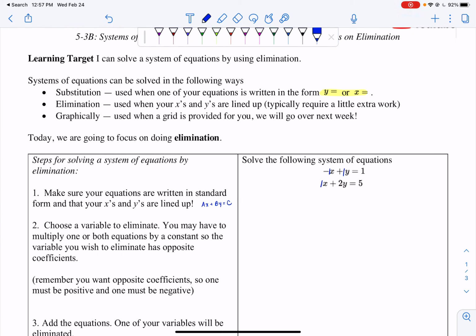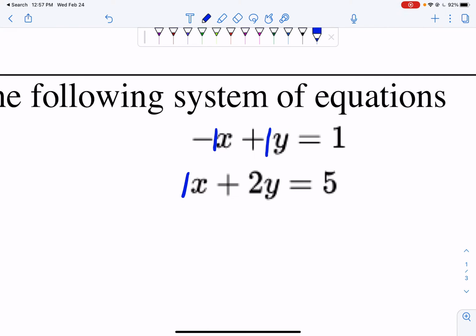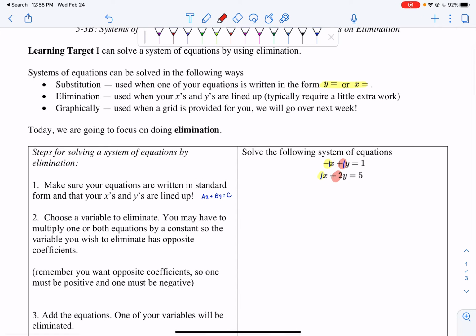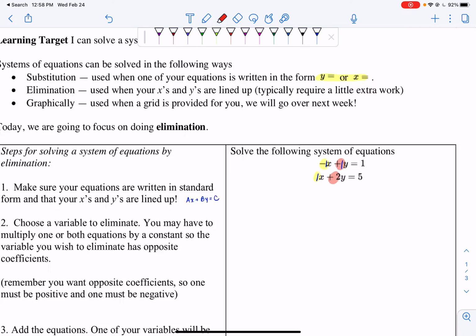Now what I need you to ask yourself as you do these questions, I really need you to do this, ladies: what goes with my x? My negative 1 and my 1. I like that. What goes with my y? Positive 1, positive 2. Not as much of a fan because they are not the same number. We don't look at these numbers, we don't really care about these. But if I look, negative 1 and 1 are the exact same thing, and they're opposite coefficients. So what's nice about this problem is I can eliminate my x's just by adding.